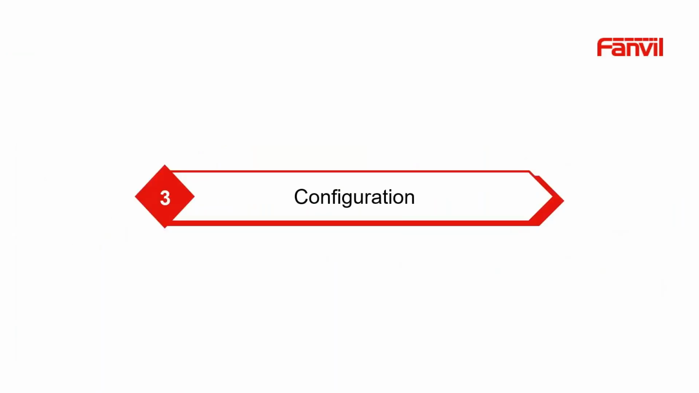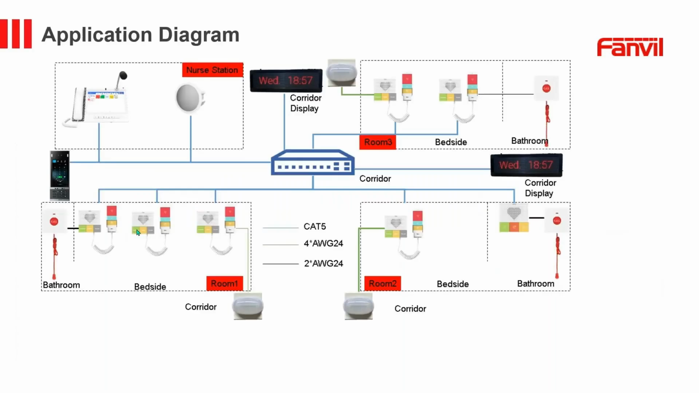Now let's explore the configuration of the nurse call system. Firstly, we have the application diagram. Each room is connected via the network, and the master station is connected to the other rooms via the network with the same LAN. We have rooms that have the intercoms in each bed, and in the bedroom we have the emergency button. We have also the corridor lights, and on the nurse station we have the console IP phone, and we have a speaker.